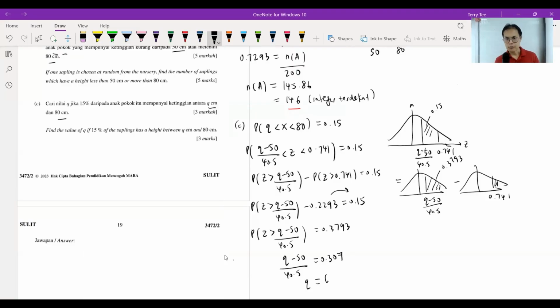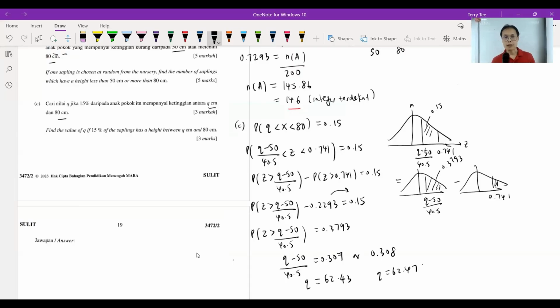62.43. Now, I think if you use a mathematical table, you may get 0.308, and then your Q value may be 62.47. There is a slight difference in answer depending on whether you're using a mathematical table or a calculator.